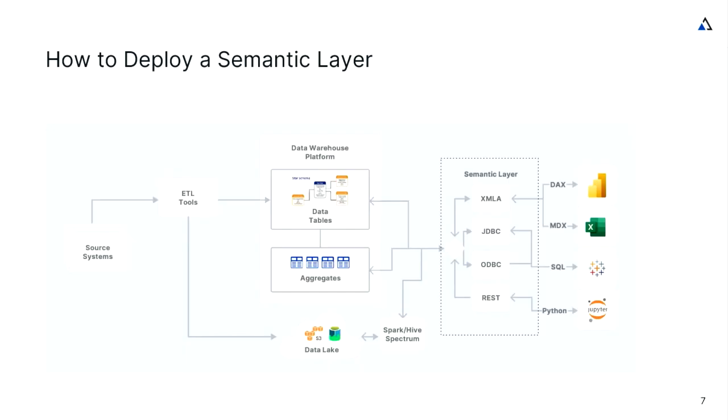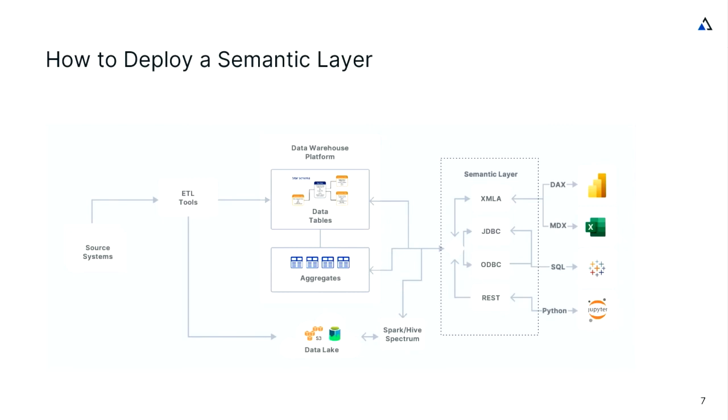So what does the deployment of the semantic layer look like? Basically, the idea is your data is going to get ETL'd from your source systems into a data warehouse or a data lake, and then the semantic layer is going to sit on top of that. So basically, it understands where those tables live, how they interact with each other, and then the logic that you've built on top of it. So your calculations, your hierarchies, and all of that.